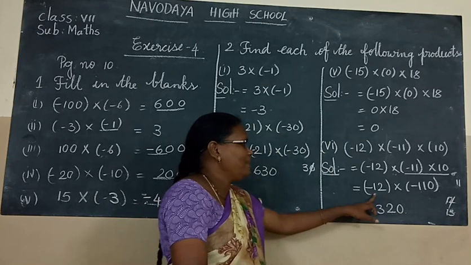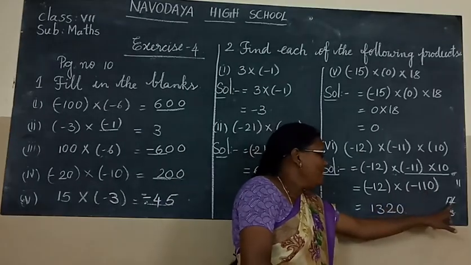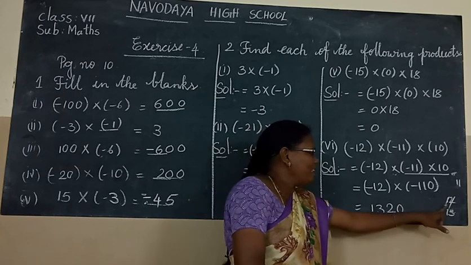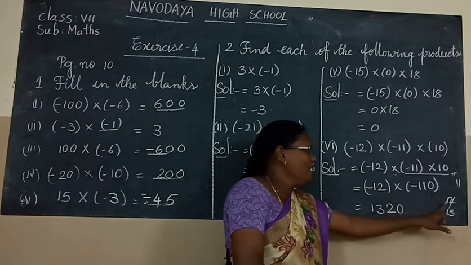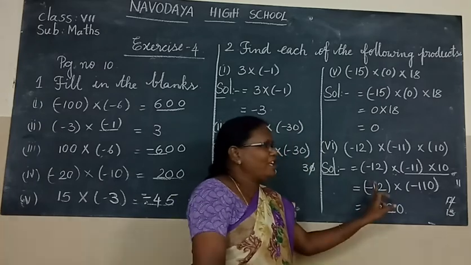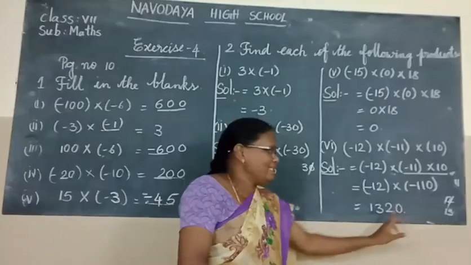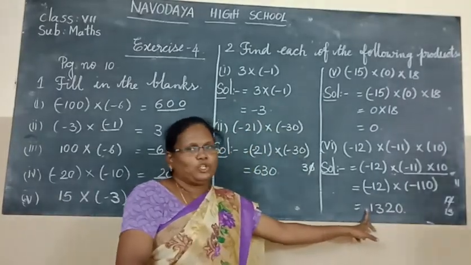Once again see this multiplication. 12 zeros are 0. 12 ones are 12. Write 2 here. 1 carry to the next place. 12 ones are 12. 12 plus 1, 13. Next, which signs are there? Both are negative signs. Minus into minus is equal to plus.